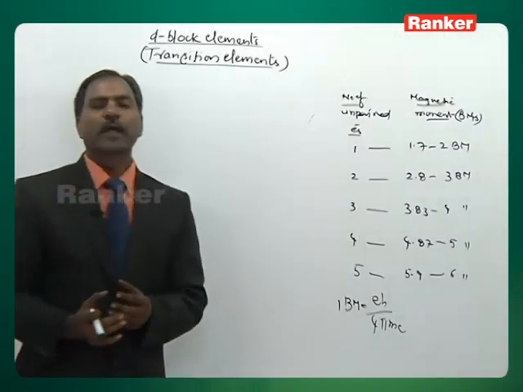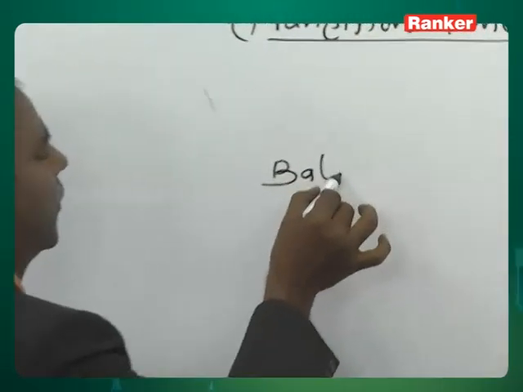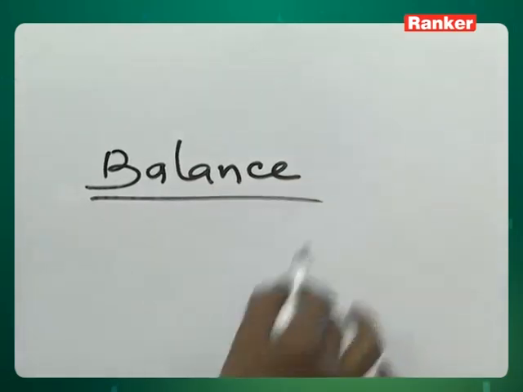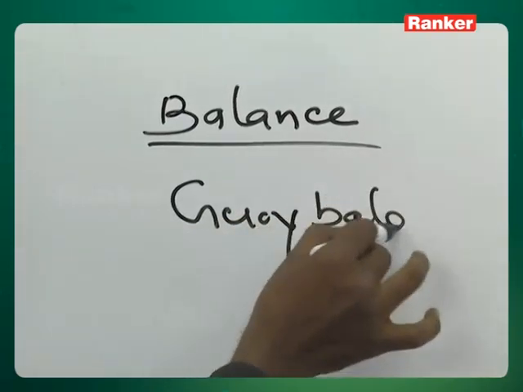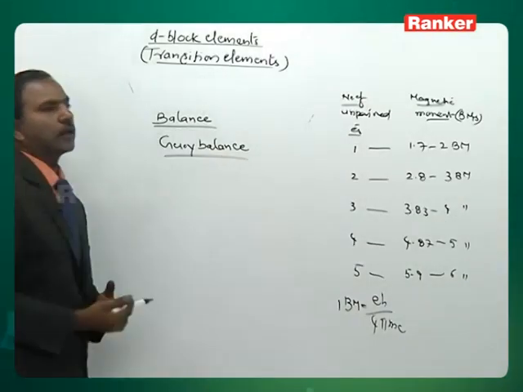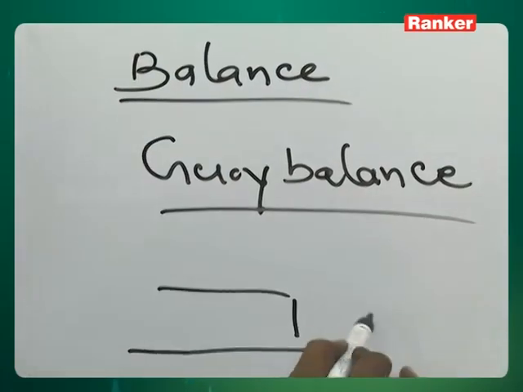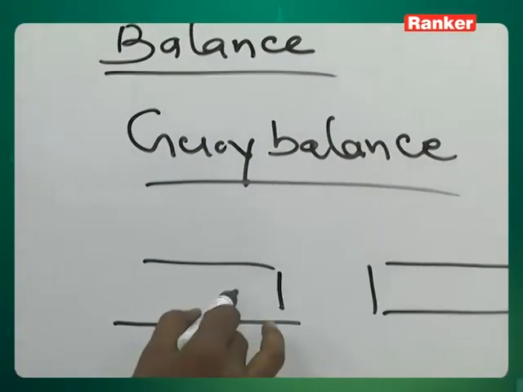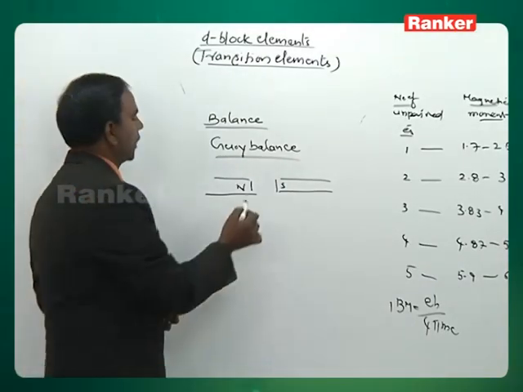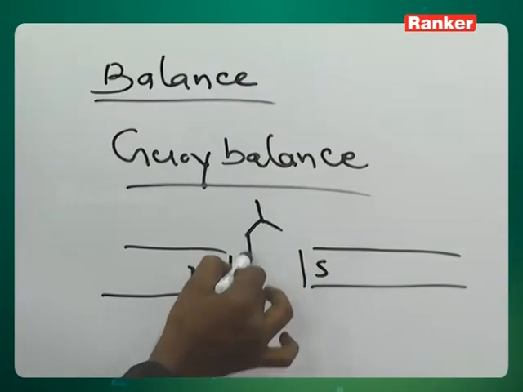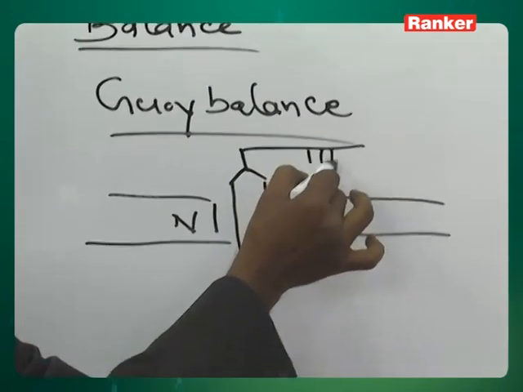Generally, magnetic moments are measured by using a balance. What do you call this particular balance? This is the Gouy balance. The magnetic moments are generally measured by using the Gouy balance. The experimental setup is like this: two magnetic poles will be there, one north pole and one south pole. In between these two, a small glass tube is hanging, connected to a digital weighing machine.